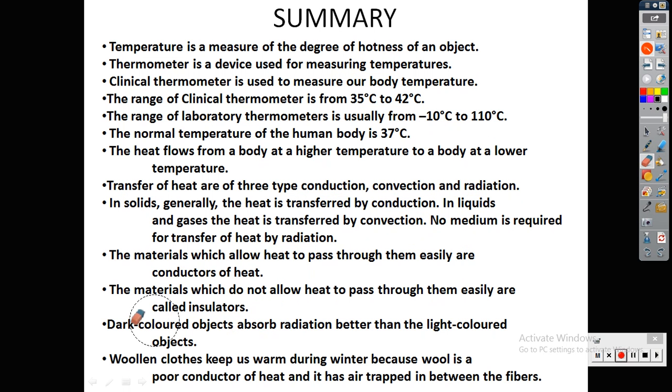Then we studied that dark colored objects absorb more heat and light colored objects reflect the heat. That's why dark colored objects have a higher temperature and light colored objects have a lower temperature. Woolen clothes are used in the winter season because wool has a lot of fibers, and these fibers are a poor conductor of heat. They do not allow the heat to go out from our body, and they trap the heat inside and keep our body warm.